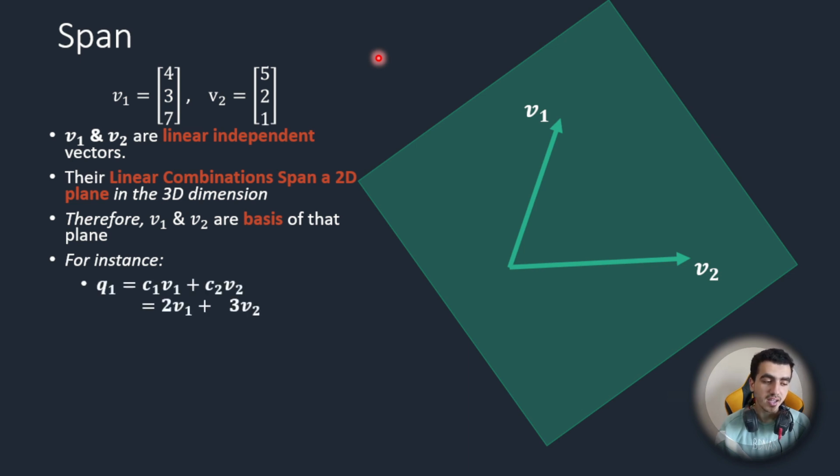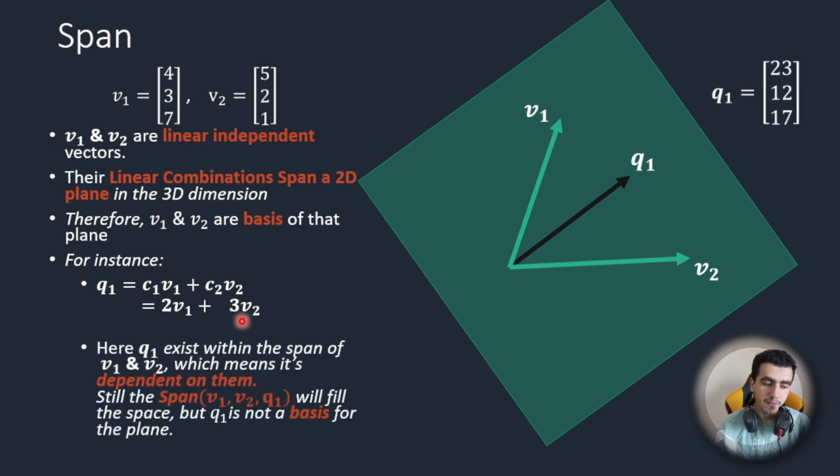And if I take a new vector, which is a linear combination of these, I take 2 from the first vector and 3 from the second one, so it generates a new vector. But this new vector will exist in the same space, in the span of these 2 vectors. Okay, so the new vector exists within the span of v1 and v2, and it is dependent on them.